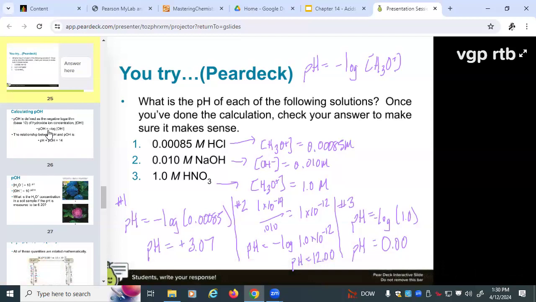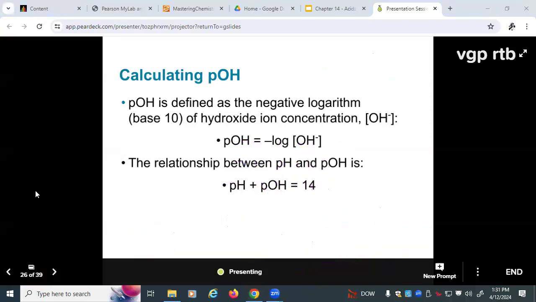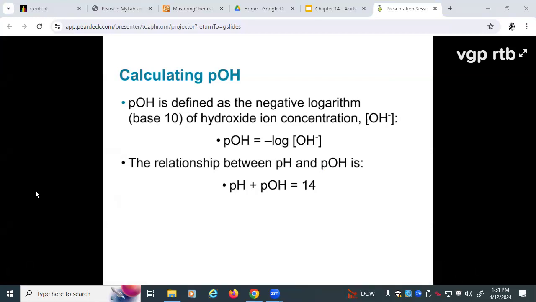Now, what if I told you that there are actually multiple ways to solve some of these problems that we are doing? In fact, in some ways, some of the calculations can be made a little bit easier. One of the ways we can do that is through something called pOH. Now, pOH is another logarithmic scale. It actually runs in the exact opposite direction of the pH scale.